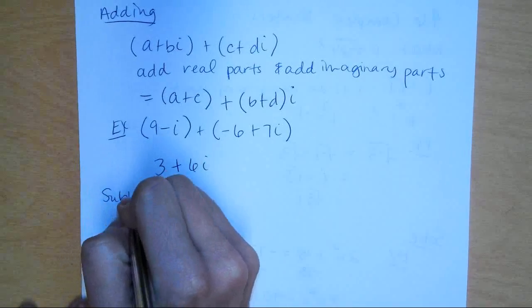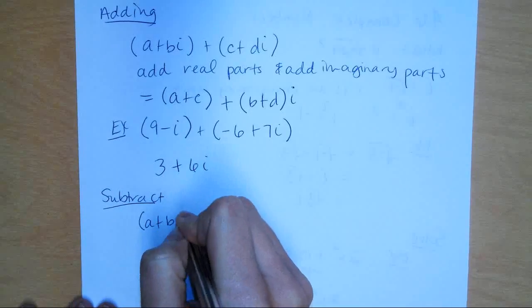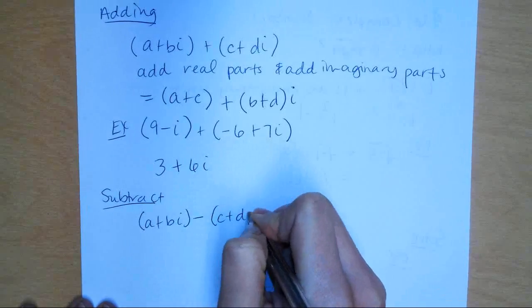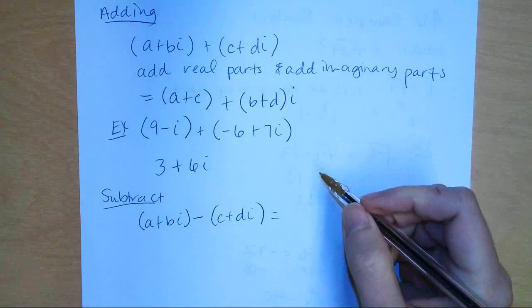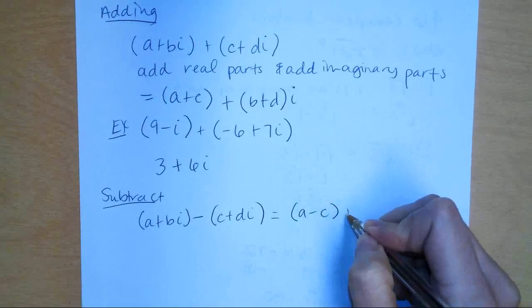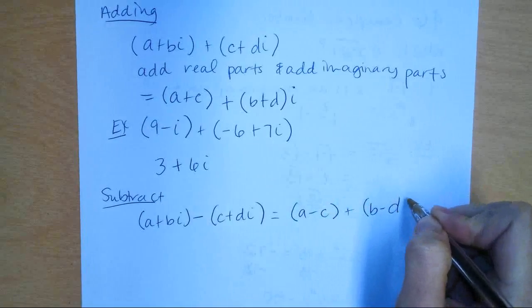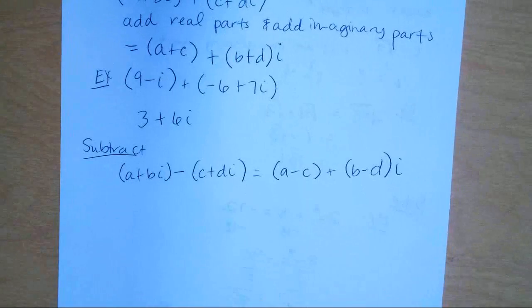Okay, subtract. So we're going to subtract the pieces just like we added the pieces. So we would have a minus c plus b minus d i. Just like usual with subtracting, make sure that you distribute that negative sign.